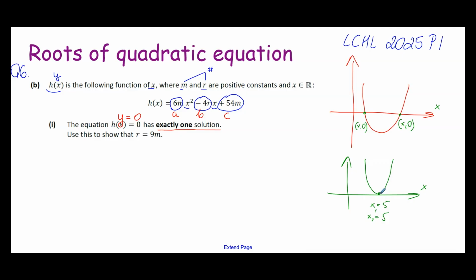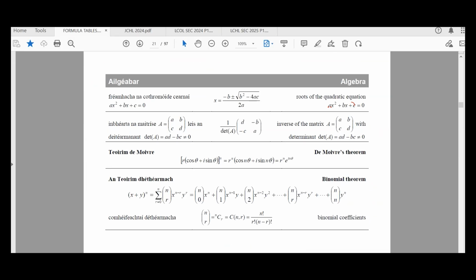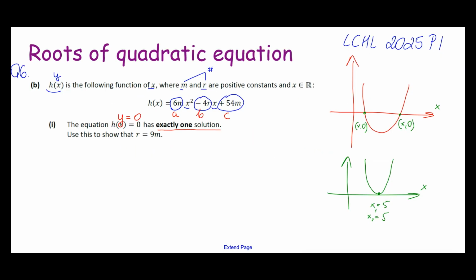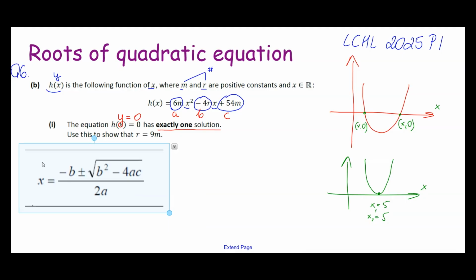Okay, so how do I find that? How do we find the roots of a quadratic equation? Our minus b formula. Let's go to our table, page 20. Let's take our minus b formula from here. So that's how we find the roots of every quadratic equation.